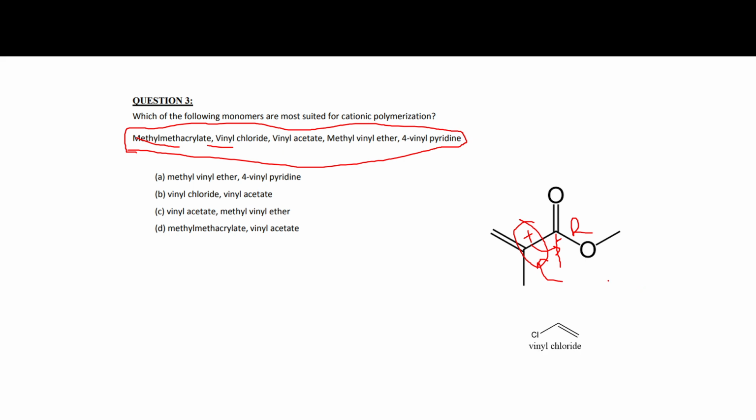So the next one is vinyl chloride. The carbocation will be formed from here, but the chloride has this minus I effect.